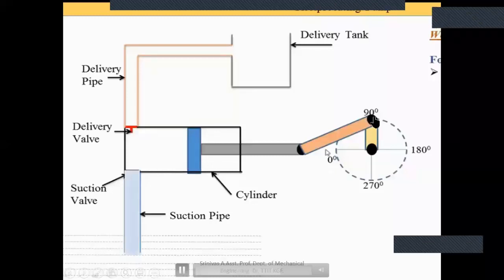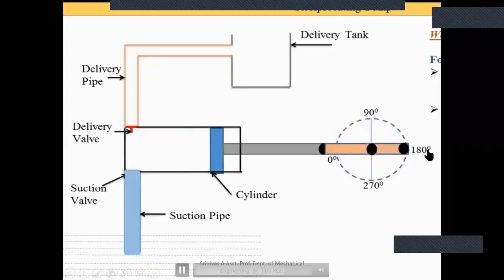When the crank rotates to 180 degrees, that will mean completion of the suction stroke. 0 to 180 is the completion of the suction stroke. Then the piston will move to the dead end of the cylinder. So this is just the process. When it reaches 180 degrees, the piston will completely reach the back end of the cylinder.